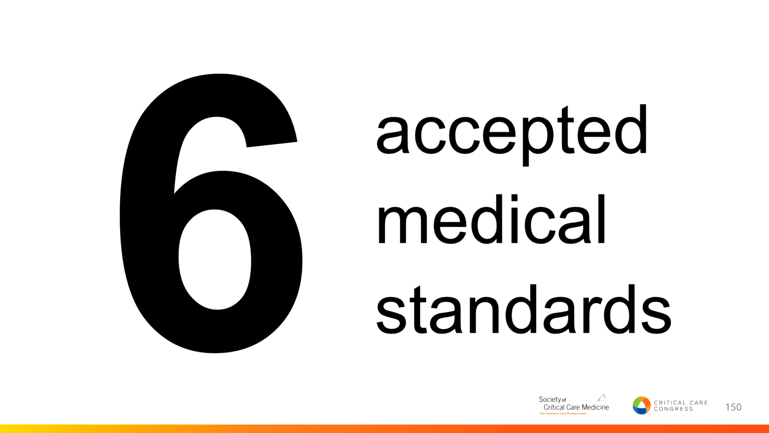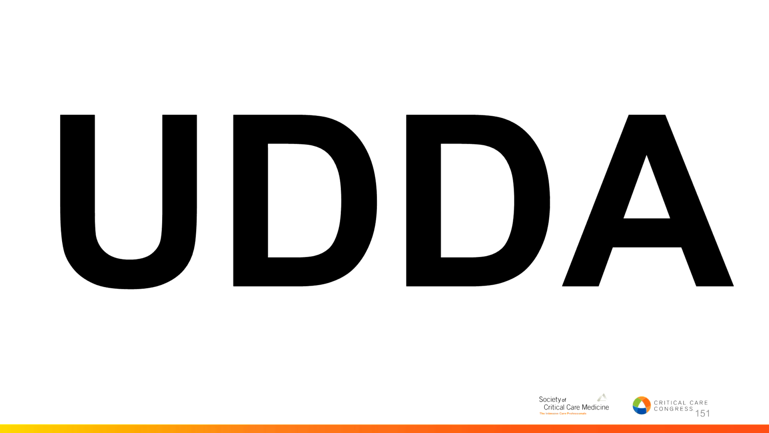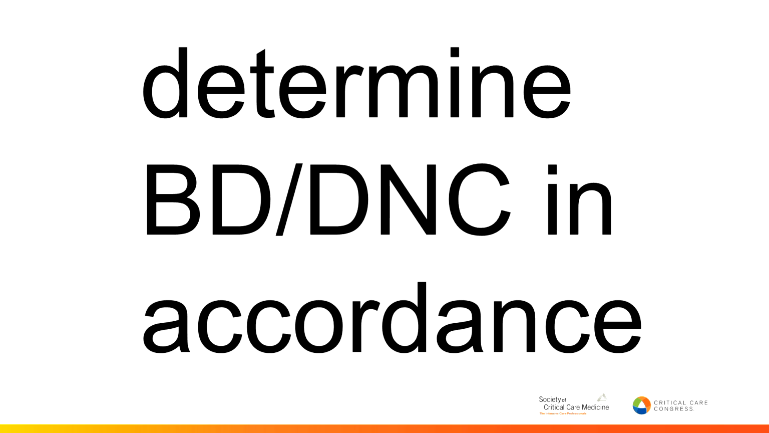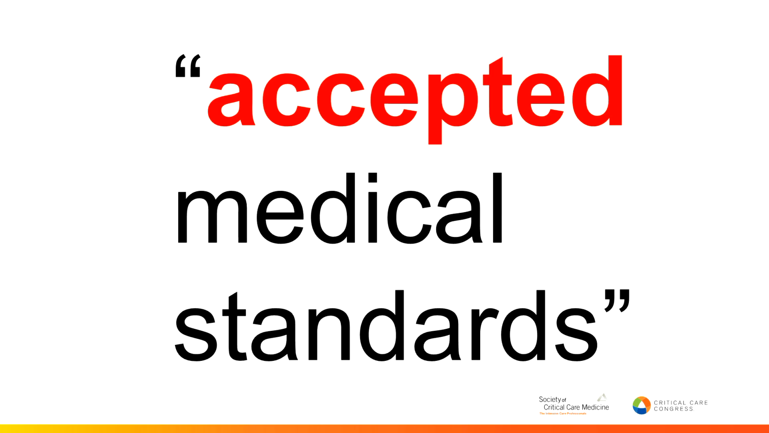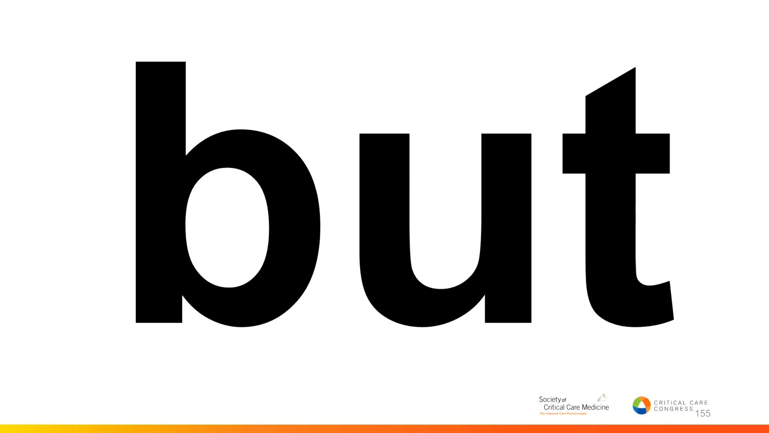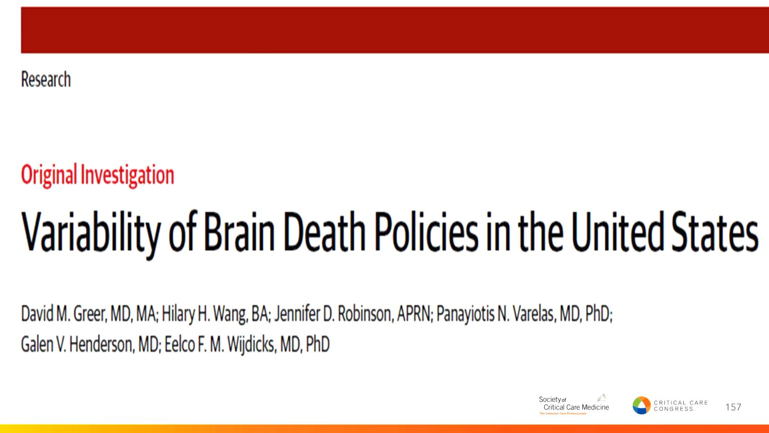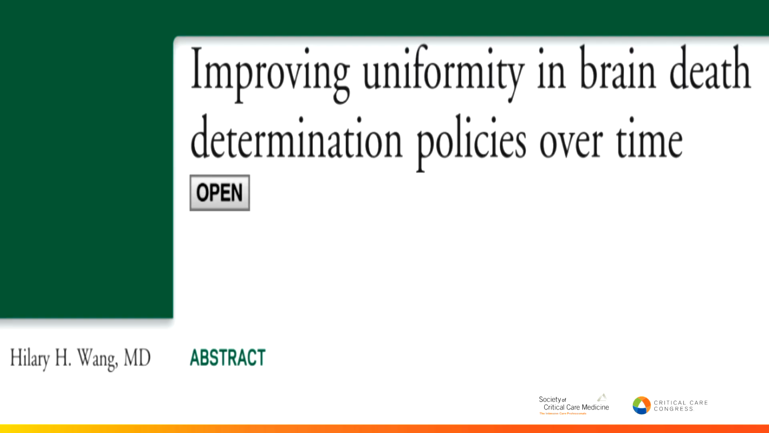So the sixth point is about accepted medical standards. The Uniform Determination of Death Act, the UDDA, which is the law on brain death in almost all U.S. jurisdictions, says that you must determine brain death in accordance with accepted medical standards. But which medical standards are the accepted ones? Unfortunately, there's significant variability across the country. Lack of uniformity in brain death determination policies. And this has been measured again and again and again and published on.